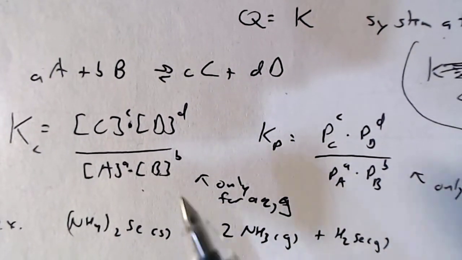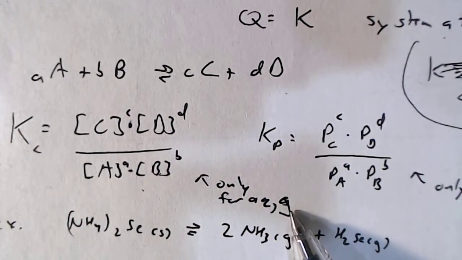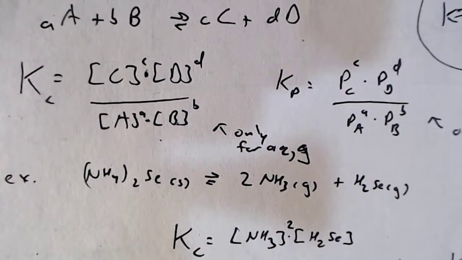So for Kc, that can apply to either aqueous compounds or gaseous compounds. This is concentration, the number of moles per liter, whether in aqueous solution or as a gas. So we do not include solids or liquids, which is important. You'll see that on, I think, number 2 in the homework.